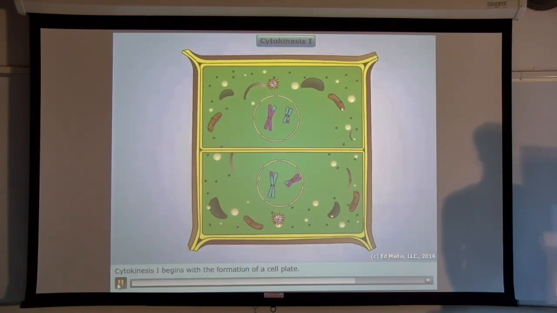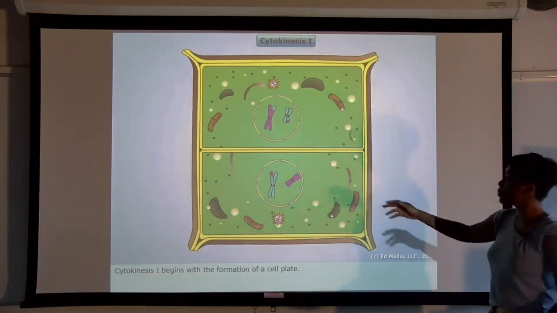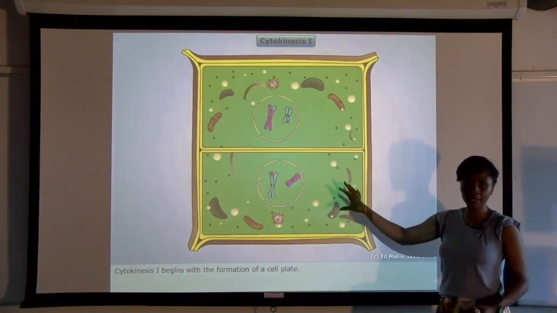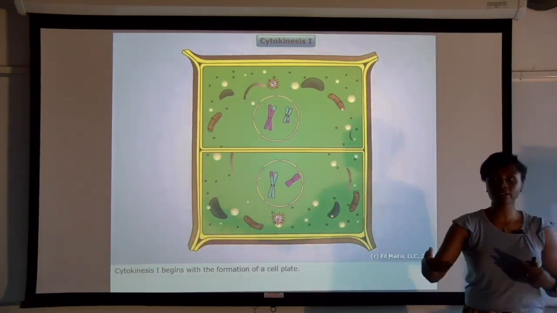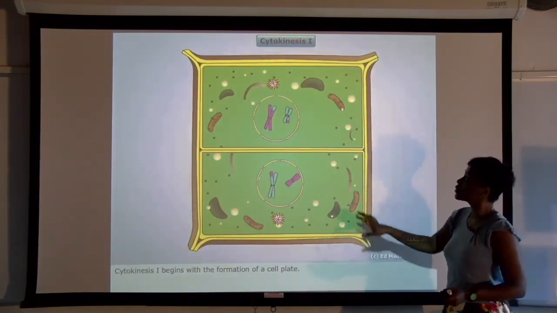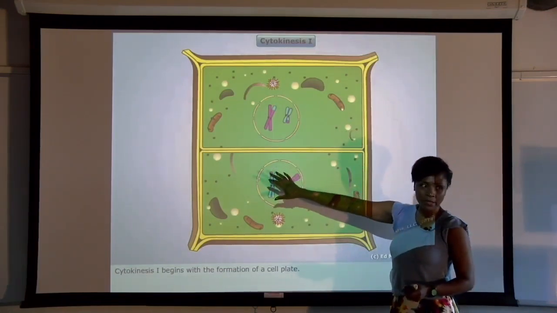Cytokinesis 1 begins with the formation of a cell plate. All right, so what we saw before in mitosis, we end up with two cells that are identical. But in meiosis, the process is not going to stop here. There are two series of division that are going to take place. So here, you have identical cells, but you're going to see that the process is going to take place again.